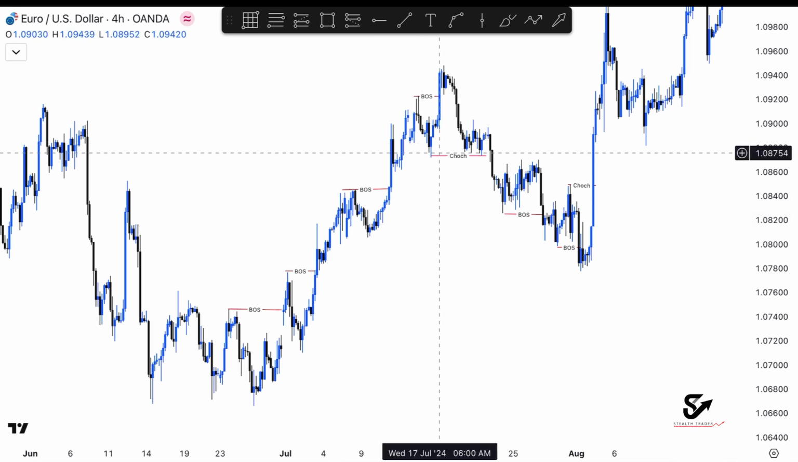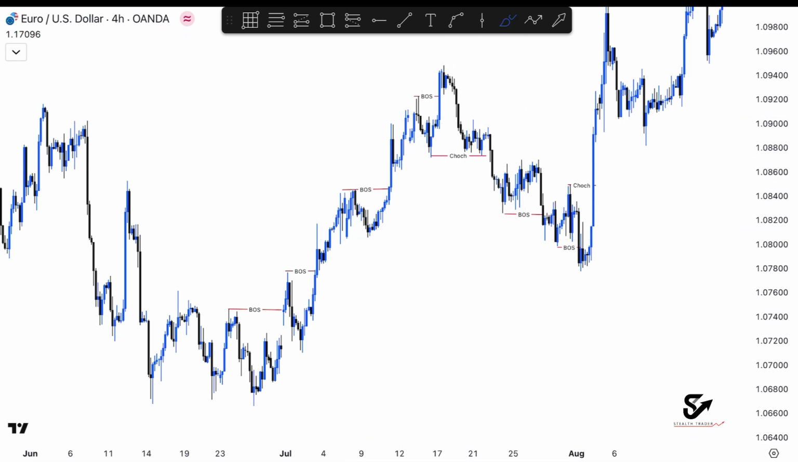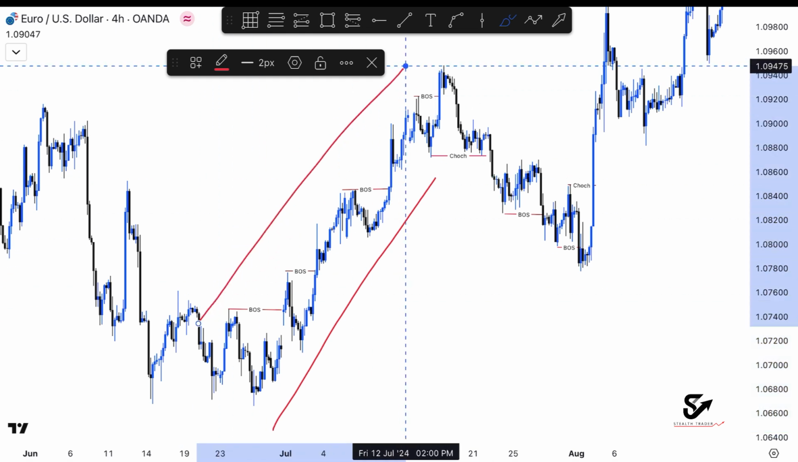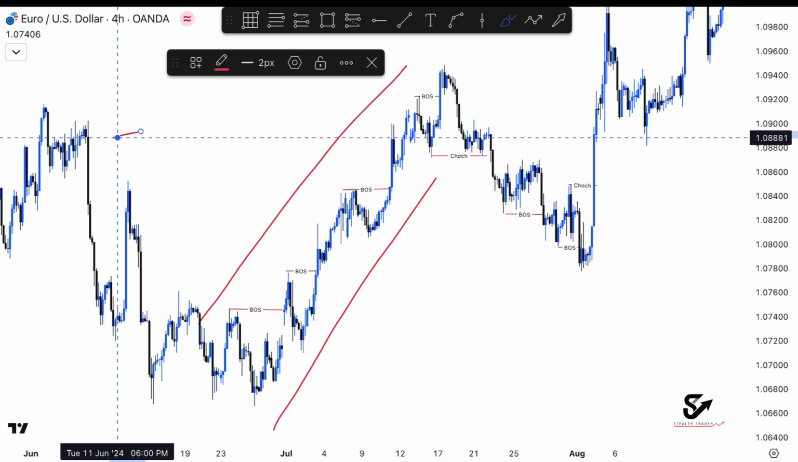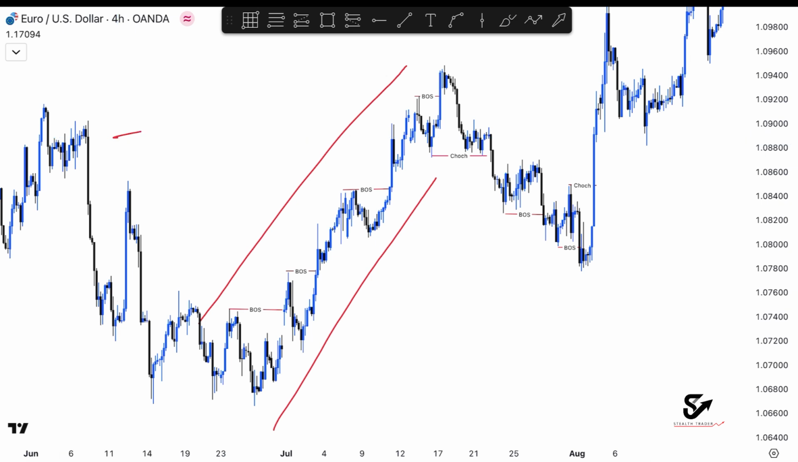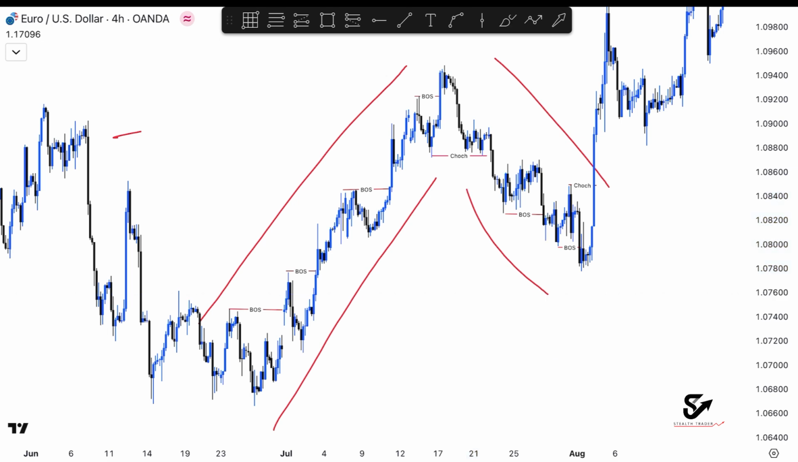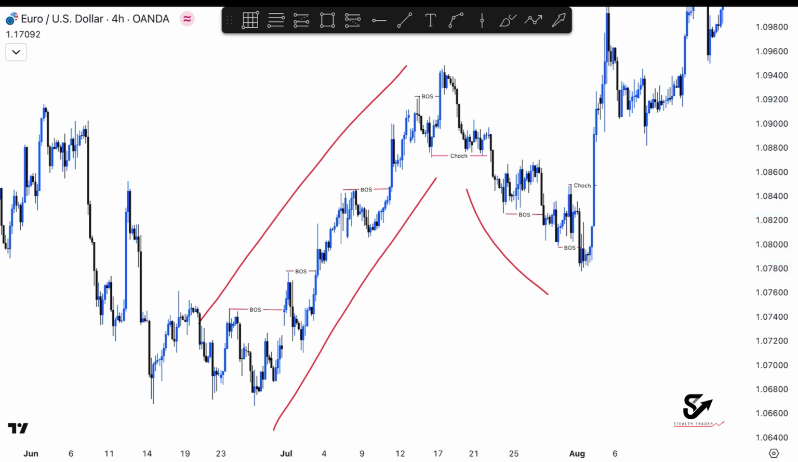Can you see this is the bullish scenario and then the bearish scenario? This is the bullish scenario. Price was going higher highs and higher lows. And then in this case, price was giving us lower highs and lower lows. Easy and straightforward. So let's move into the ranging market.